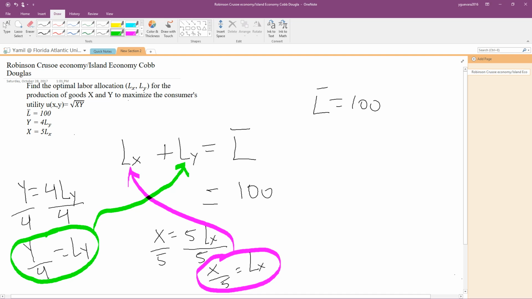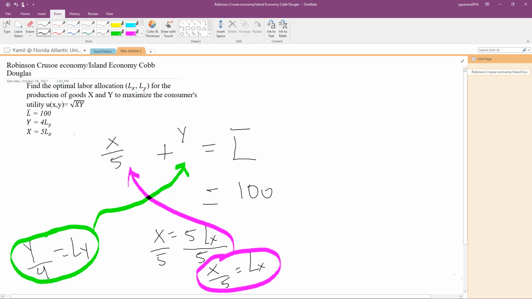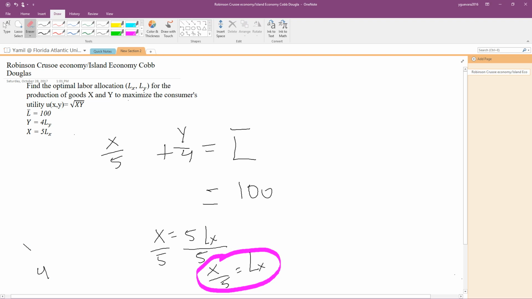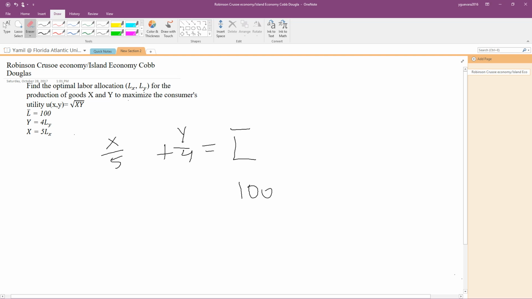Let me do some erasing here because we have a lot of things going on on this screen. So our Lx is x over 5. Our Ly is y over 4. Perfect. I'm just erasing here so you don't get confused. And we know our endowment of labor is 100. So let's write that down.